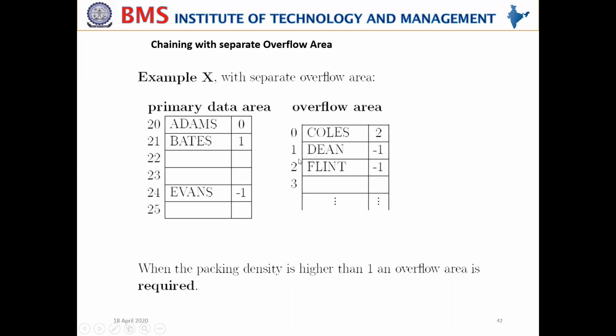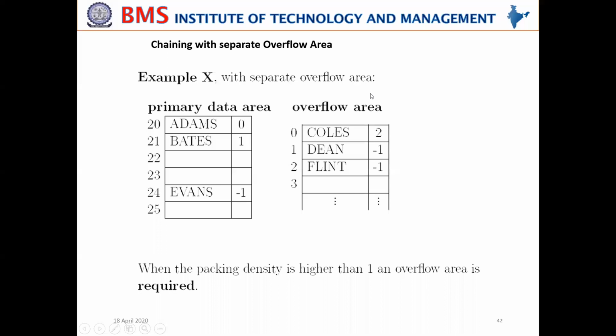Suppose next I have Flint. Flint also has a home address 20. Here I cannot store it. I'll go to the 0th location. Here also it is occupied. If it is occupied, I need to check for the next successive location, whichever is free. This location is free, so I've stored it here. Now the location where Flint is present, that pointer value I need to update in the link field of Coles. If it is not further pointing to any of the overflow records, make it -1. So this is how chaining with separate overflow works.